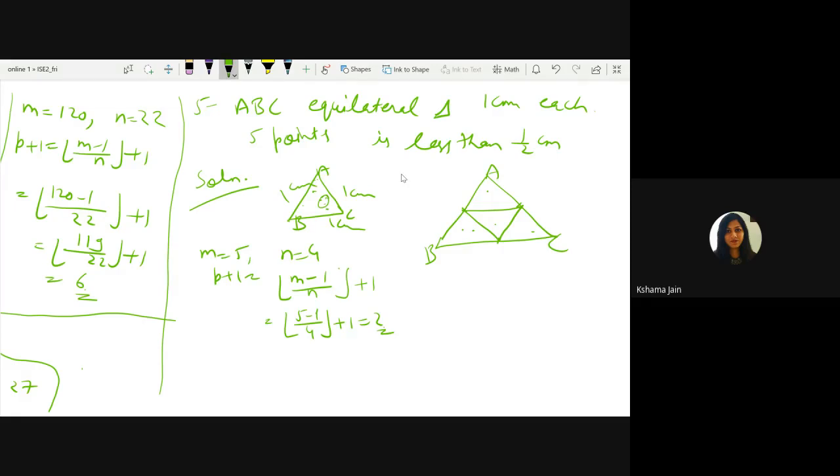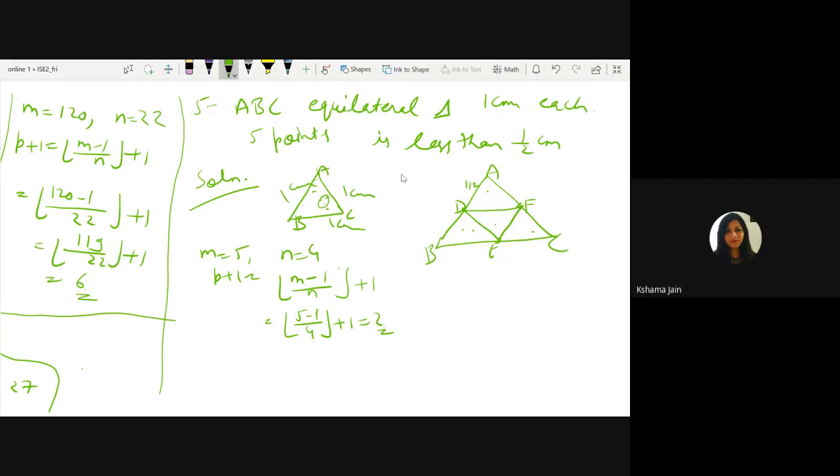It is possible that 3 points are there, but at least 2 will be there. Now the question is, how can we say that these are having less than half centimeter? That I tell you. See, when we have drawn these midpoints, so that... Ma'am, could you explain once again how n equal to 4?